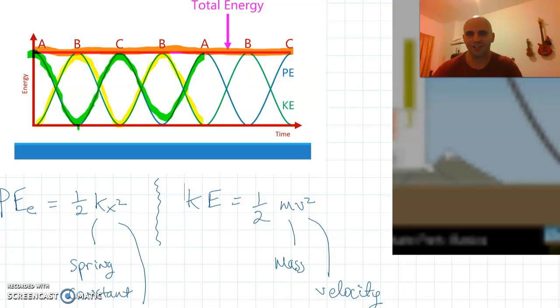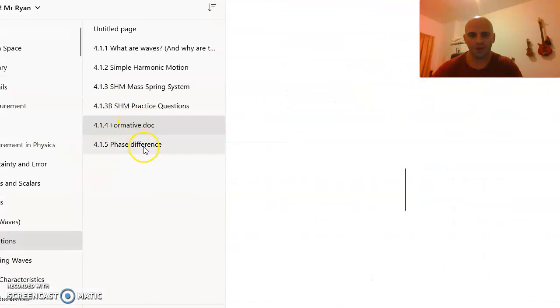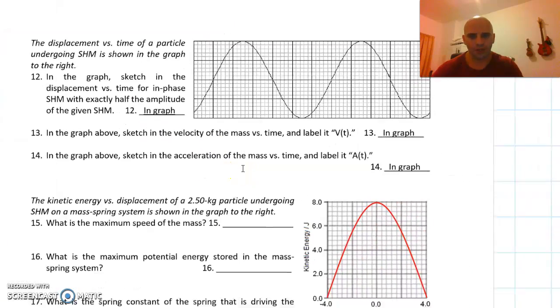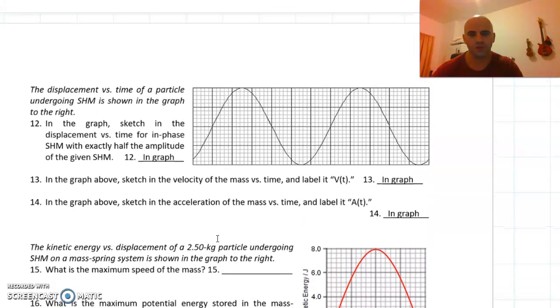You need that for these problems of 4.14, where they ask you about the maximum potential energy stored in the spring, and so on and so forth. Okay, so give those ones a shot.